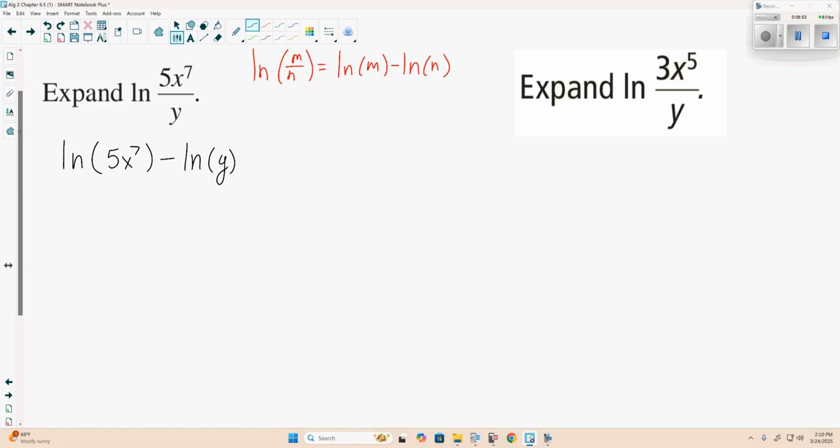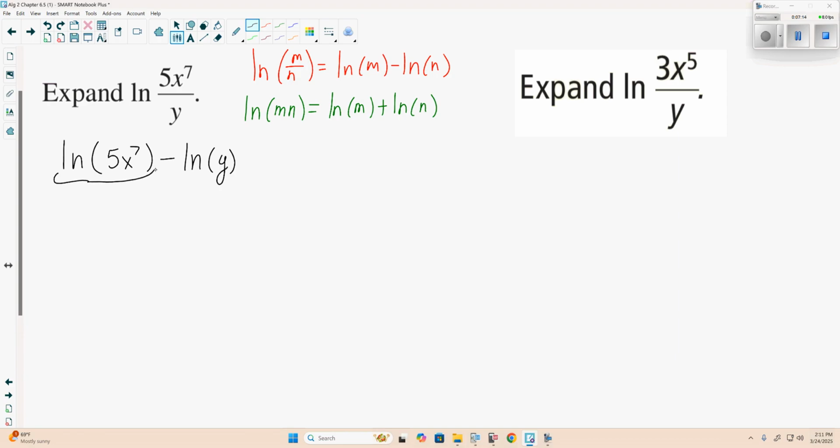Questions on this here? We took care of the quotient property. Now we can go to product. The natural log of m times n is the natural log of m plus the natural log of n.